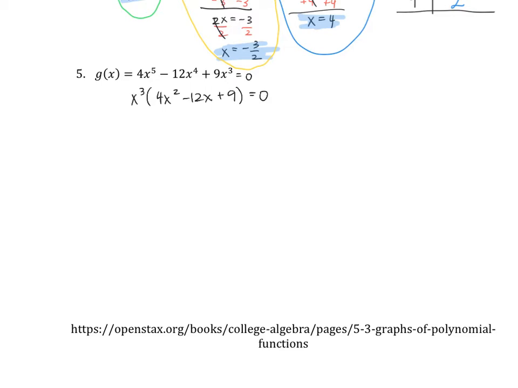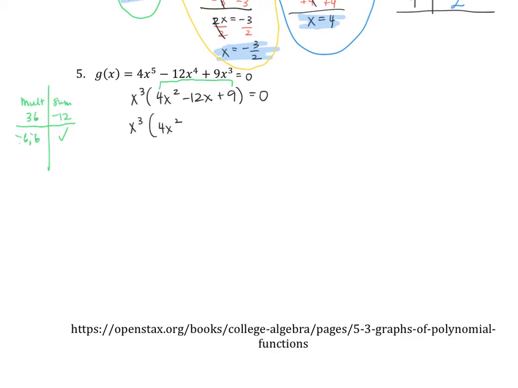Now I can try to factor that again. So it'll be 4x squared. I need to figure out what multiplies to give me 4 times 9, 36, and what adds to give me the middle number, negative 12. So let's see if we can figure out something that would work. So 6 and 6, right? But they both have to be negative. So negative 6 times negative 6 is positive 36. And negative 6 plus negative 6 is negative 12.